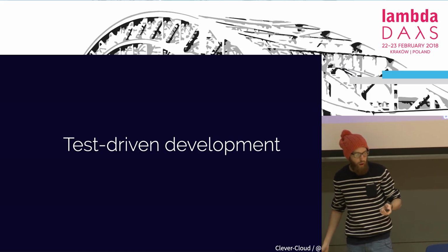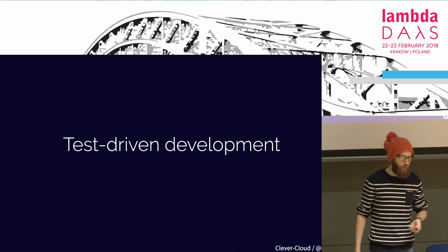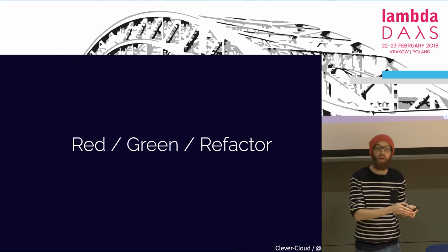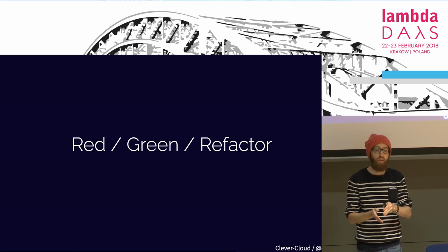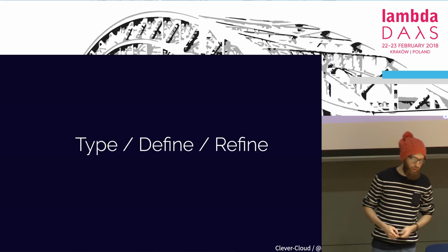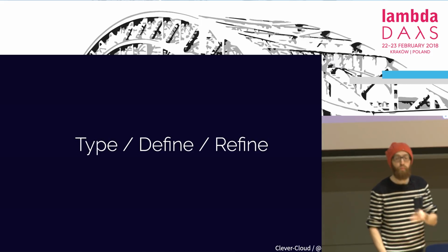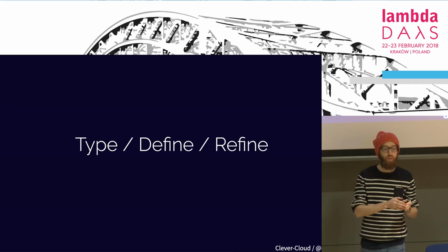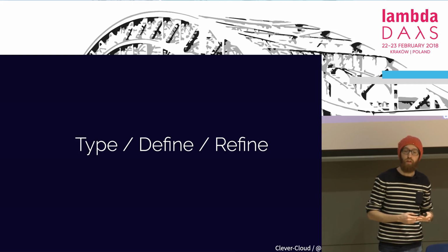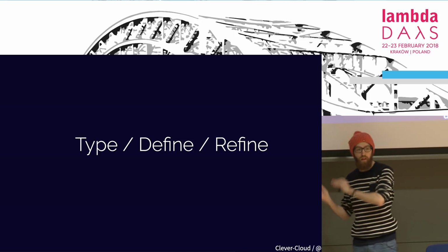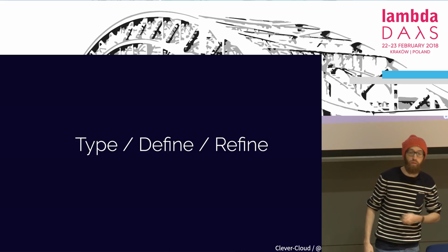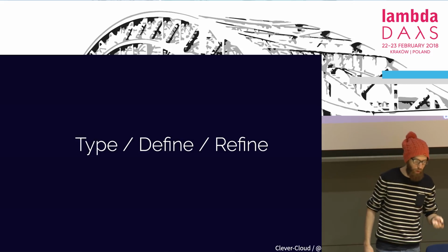So, you all know test-driven development, red-green-refactor. You write a test, it doesn't pass. You make the simplest code that makes the test pass, and then you refactor. With type-driven development, it's type, define, refine. You create a type describing what you want to do. You define your implementation, and then you refine the types to be more precise. It comes from a book called Type-Driven Development with Idris, which I heartily recommend.